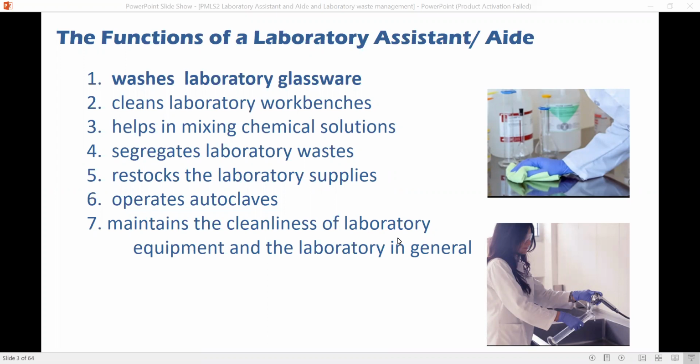So these are the functions but not limited to this. As I said, the functions of a laboratory aide also vary from one institution to another. Some may not have helping in mixing chemical solutions. Others may have additional functions, and some lack those listed here. So that varies also. But these are the common functions of a laboratory assistant or aide.